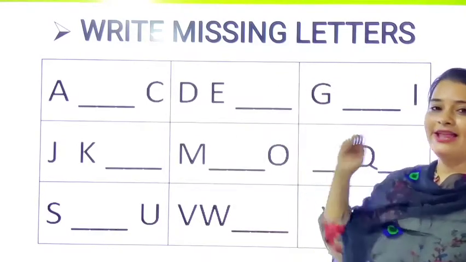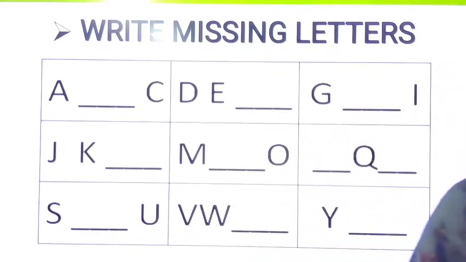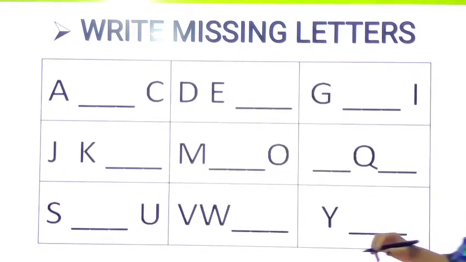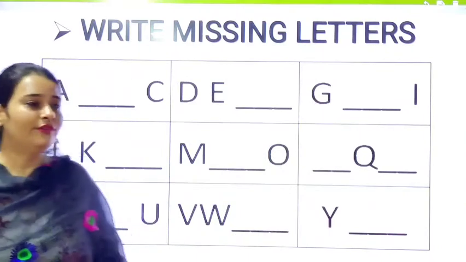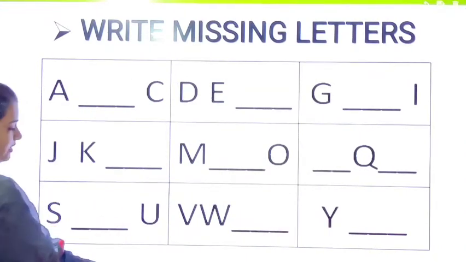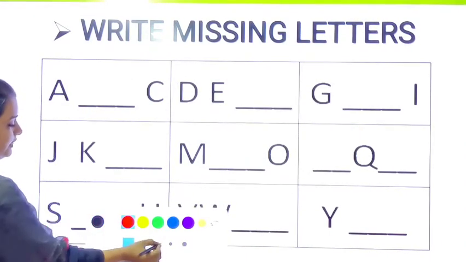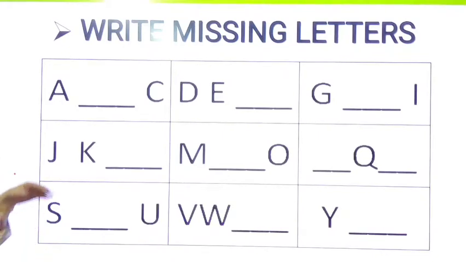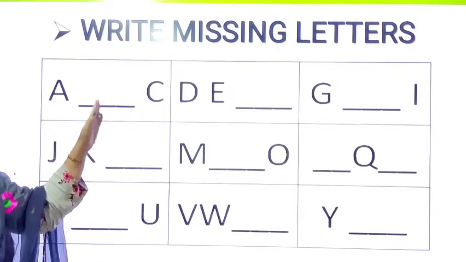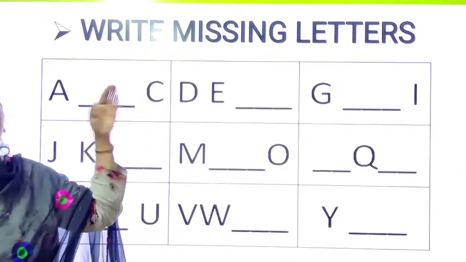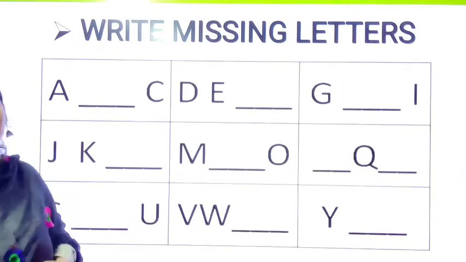Write missing letters. What we have to do here? Here, we have to write missing letters. What can we see here? Some letters. We all can see some letters over here. A, blank, C. So, what should I write over here?